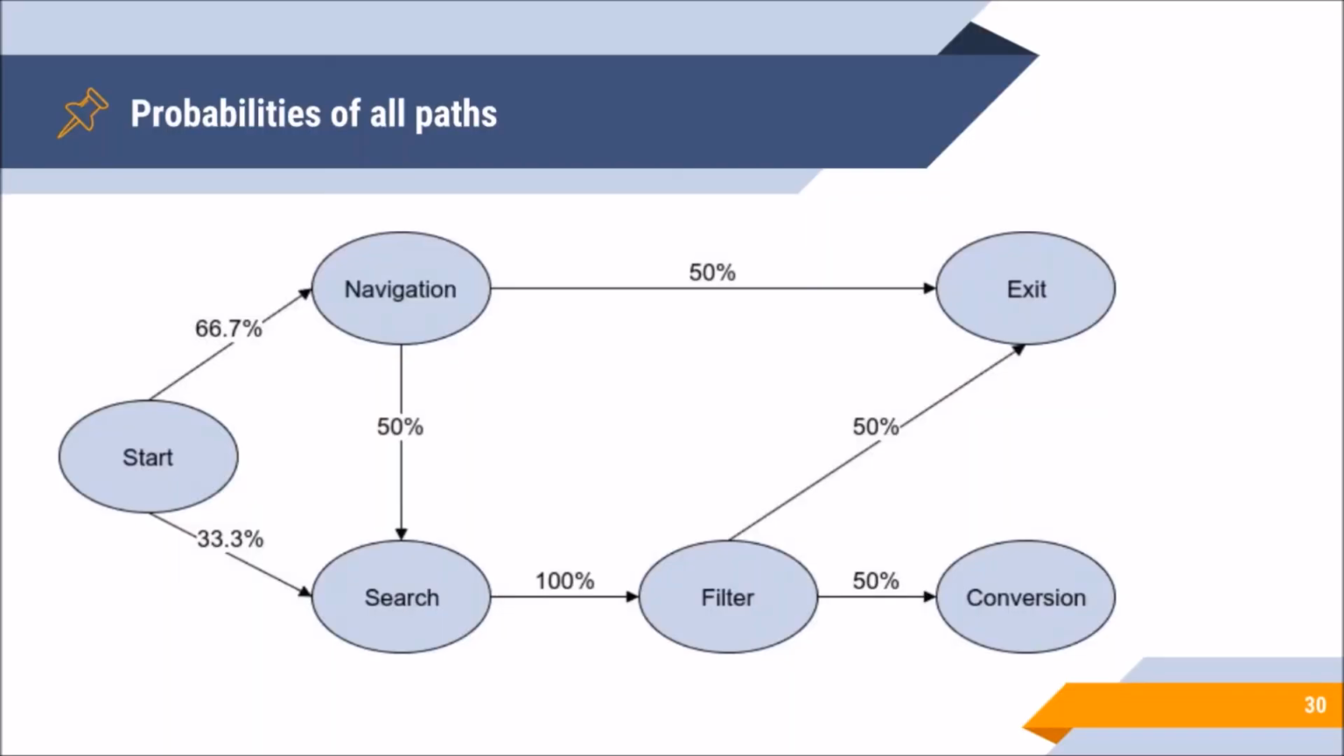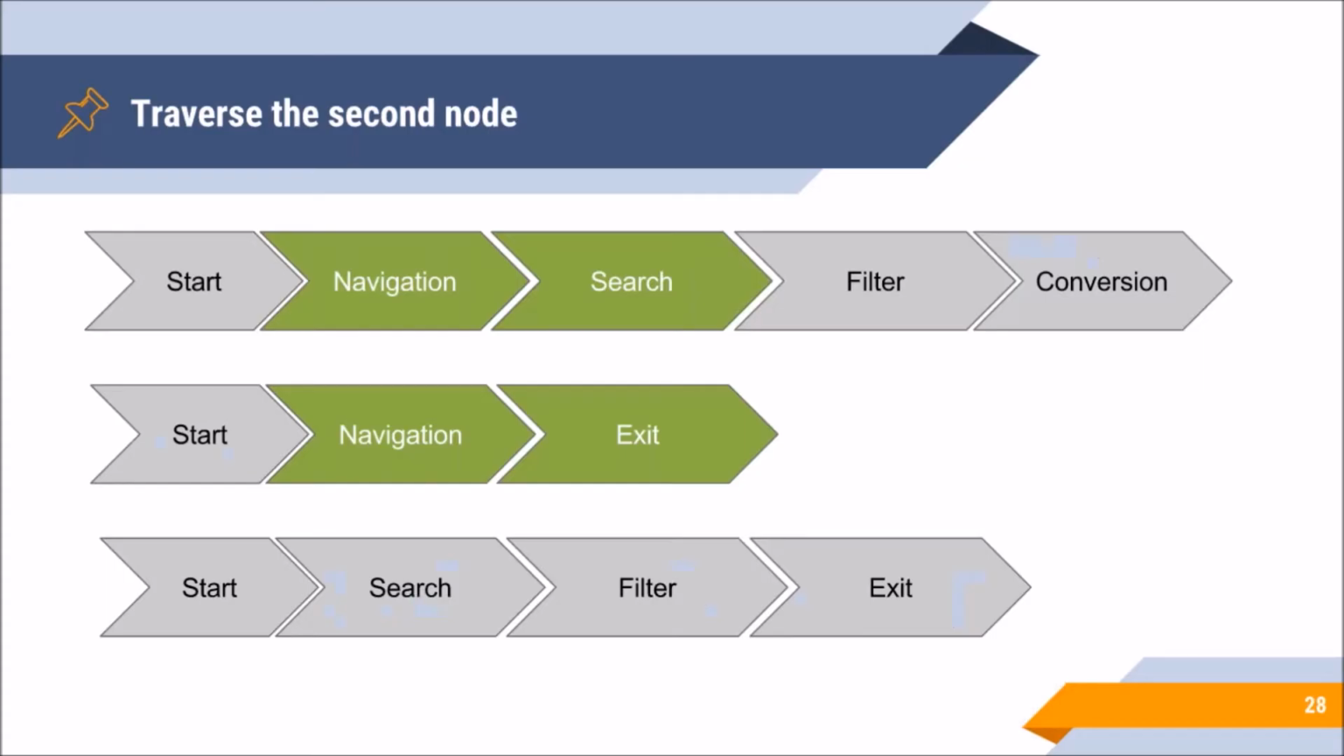So here we have a complete example, with the rate parameter for each of our transitions. Now we can see that the transition from search to filter has a rate parameter of 100%. So if we go back to our customer journey, then we can see that from search, Jack went for search, and after search he went for filter.